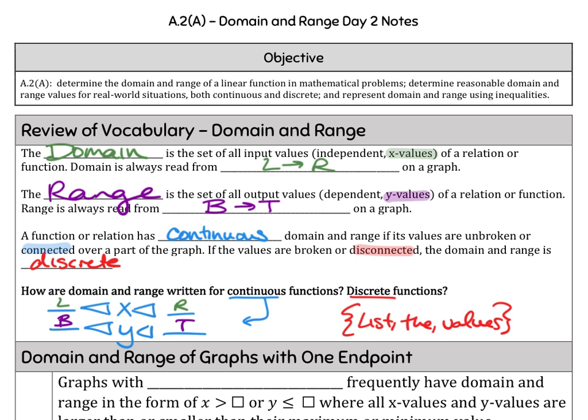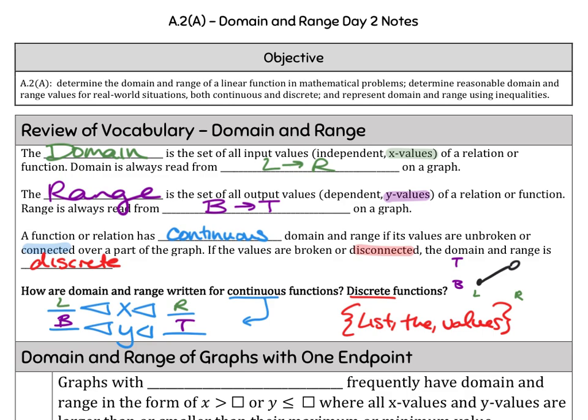Now, that's going to be really cool for our graphs with two endpoints. That's what we focused on last time with continuous, graphs with two endpoints. So we were always finding the left and right and the bottom and top. So this was the left and this is the right. This would have been the bottom and this would have been the top.